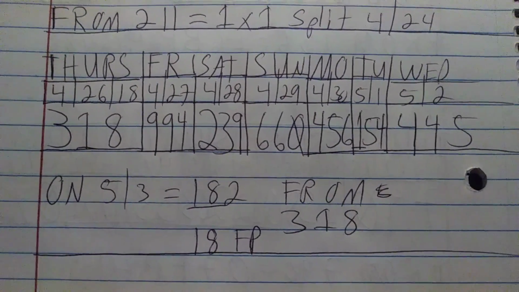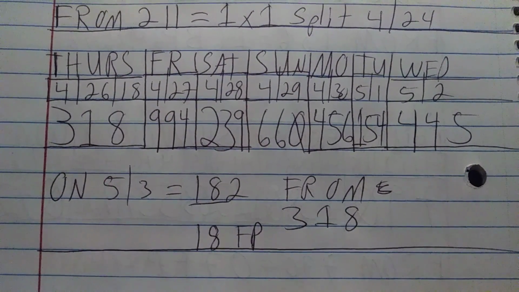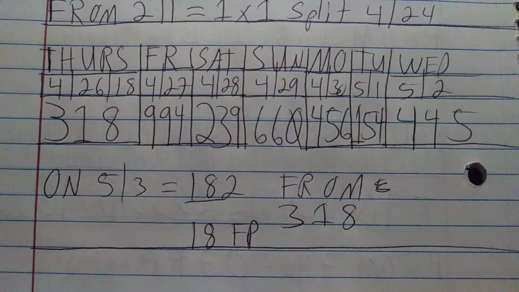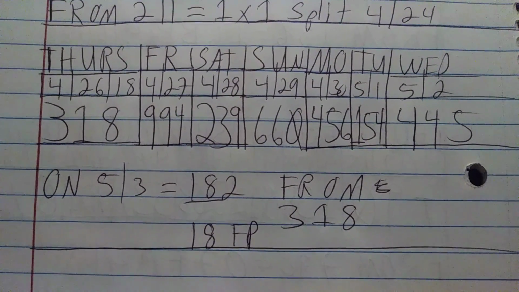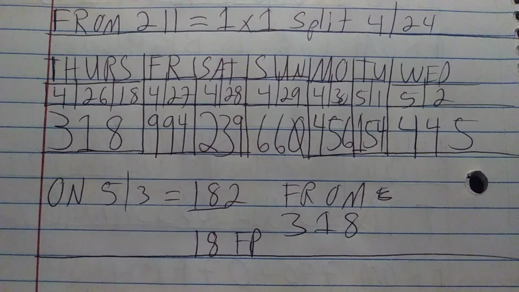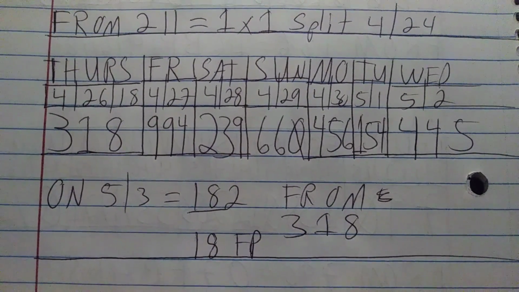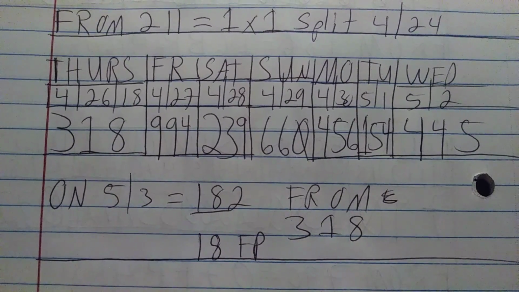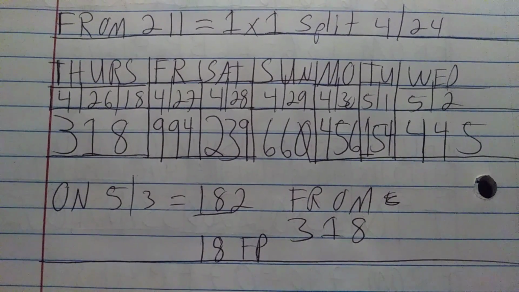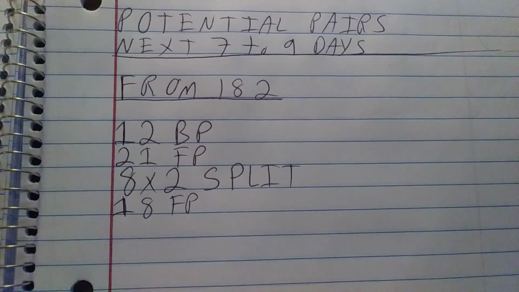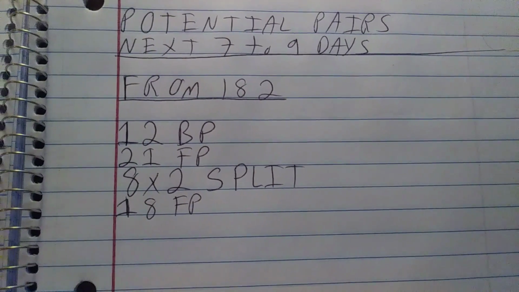And then for another example, on April 26th, you had a 3-1-8 fall. On that one, you did have to extend it out to 7 days because today's number was 182. So from 3-1-8, you did have that 1-8 front pair there. All right, and then on the next part, I'm just going to show you the potential pairs in the next 7 days or 7 to 9 days based on all of that.